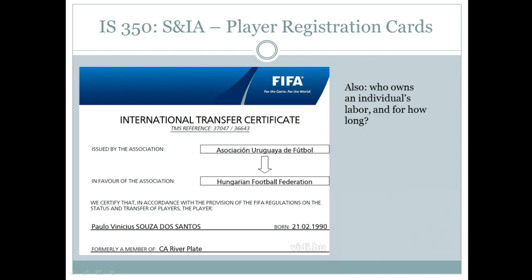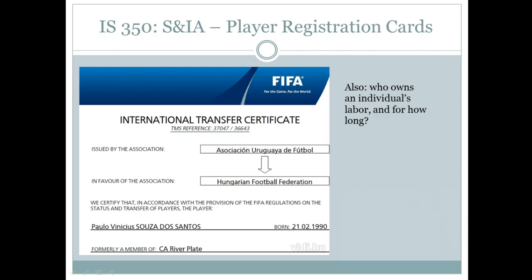Now this is a Brazilian player. Sousa dos Santos is a Brazilian name. He was playing in Uruguay. He wanted to move to play in Hungary, and so you have to file this with FIFA. What FIFA is going to check is all the contracts and who the money is going to pay who.